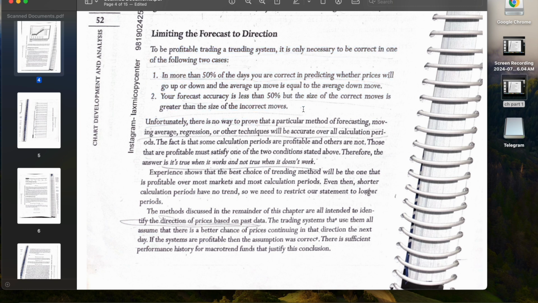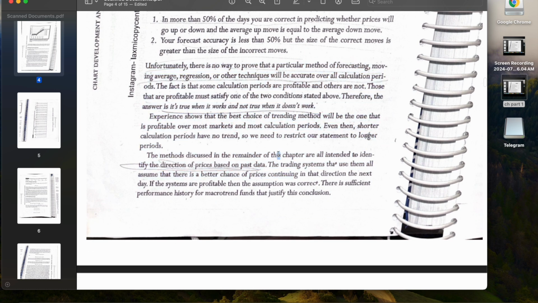But according to me personally, even in your personal trading, you need to always know in which direction the price will move. That is something you need to be aware of and be able to predict. Unfortunately, there is no way to prove that a particular method of forecasting, moving average or whatever, will be accurate over all calculation periods. So we know that price is fractal, but at the same time, we can never be sure that a particular system would work in all cases. There are times when it will work, and times when it will not. There will be months where you are profitable, and months which won't be profitable, despite using the same system.